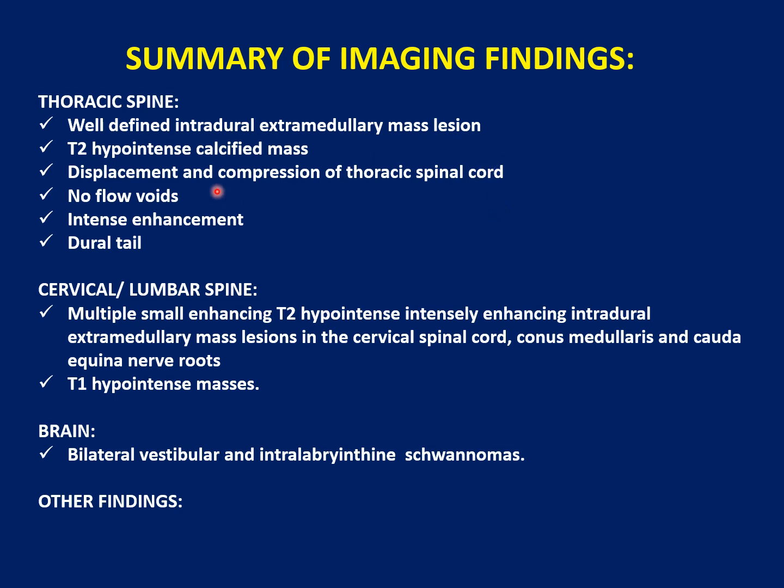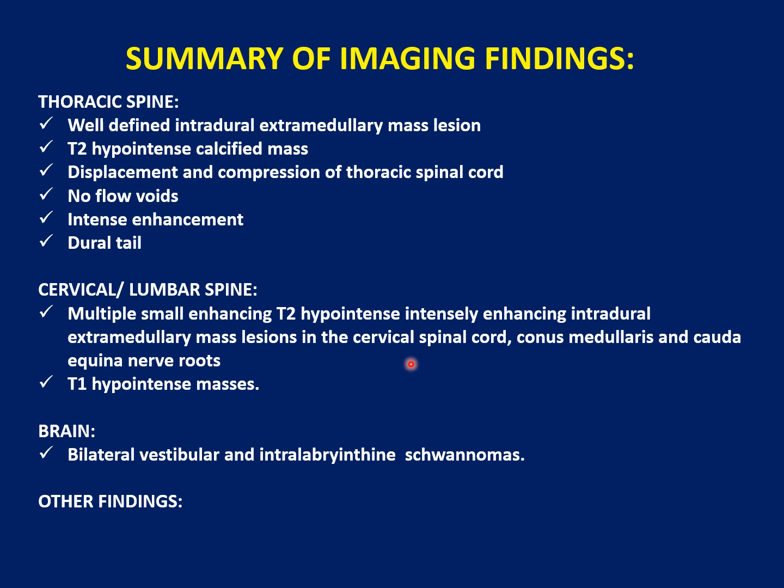which is causing compression. The lesions which we saw in the cervical and lumbar spine, that is, multiple small enhancing T2 hyperintense lesions studded throughout the conus medullaris, cauda equina nerve roots, and the pial surface of the cervical spinal cord, were basically schwannomas. They didn't show any calcification.